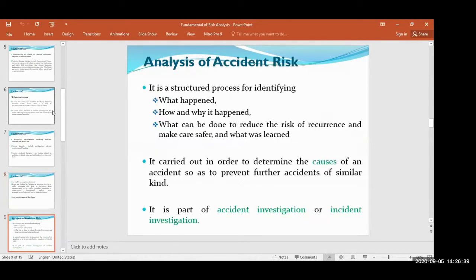This is the highlight. So how to analyze accident risks? In this case, we just answer WH questions. It's a structured process for identifying what happened, how and why it happened, what can be done to reduce the risk of recurrence and make care safer, and what was learned. It is carried out in order to determine the cause of an accident, so as to prevent further accidents of a similar kind. So we should analyze the cause for the analysis of accident. It's part of accident investigation or incident investigation. So we should know what happened, how and why it happened, and what we should do to reduce these risks.